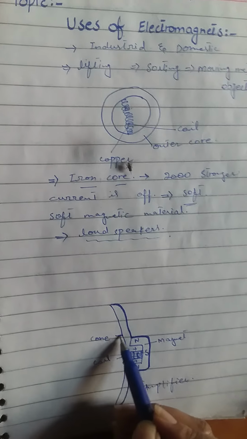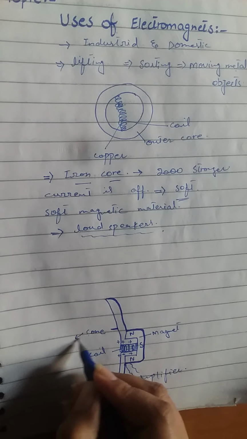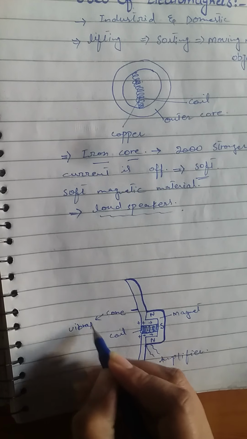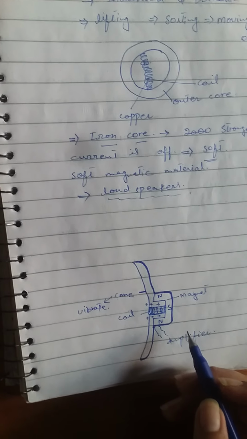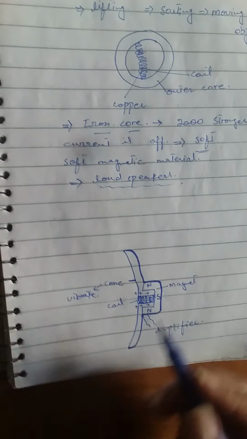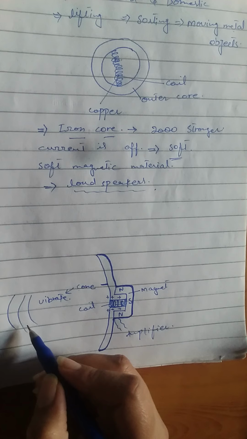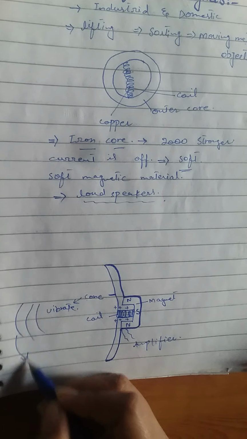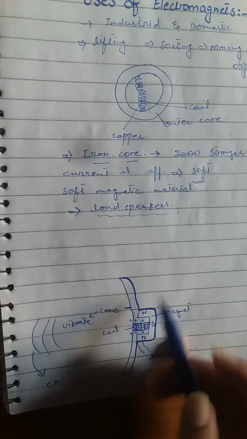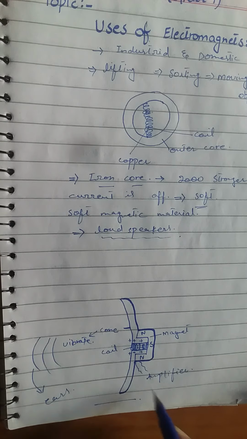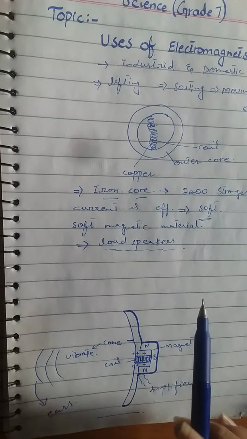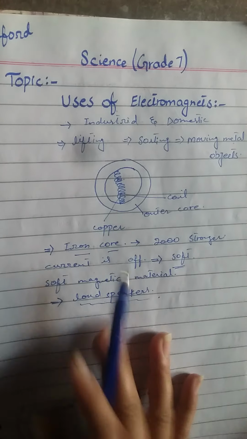The cone starts vibrating, and the vibrations travel through the air. These vibrations then come into our ears. This was the working of the loudspeaker, and this was the whole lecture on the uses of electromagnets.